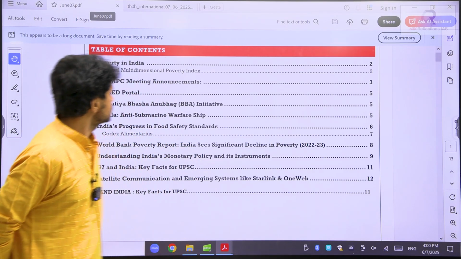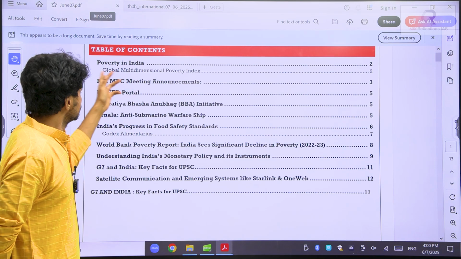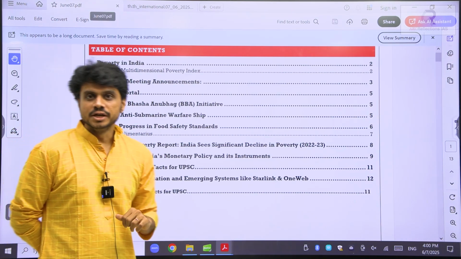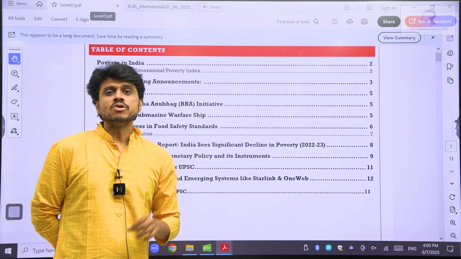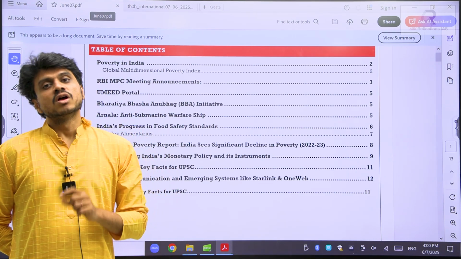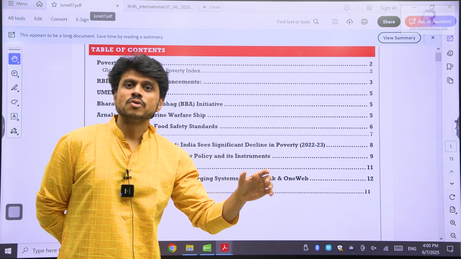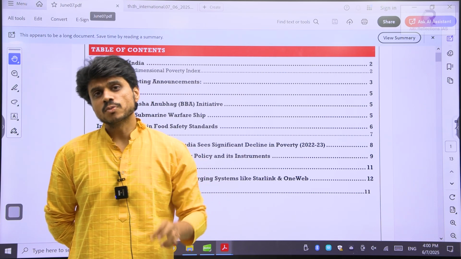So we are going to discuss these topics today. There is a decline in the poverty in India. So we will try to understand what is meant by the poverty. What is the economic dimension of the poverty? Are there any other dimensions of the poverty?